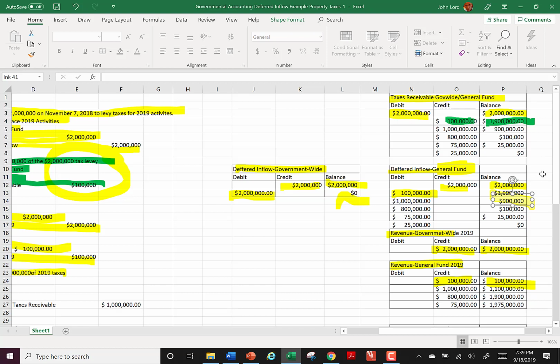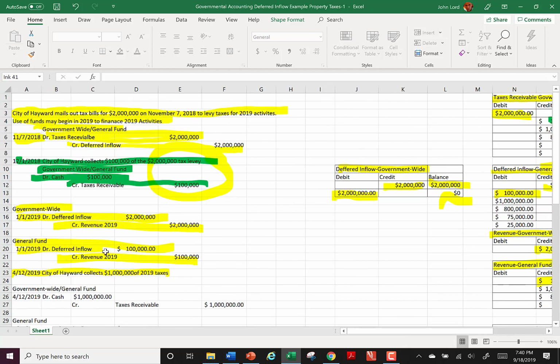Maybe that was where you got confused on the T accounts. One is for the government-wide, one is for the fund level. Okay. Modified accrual versus full accrual accounting. Remember we said that a lot of this class is going to be about understanding those differences, right? Okay, good. Now what happens?